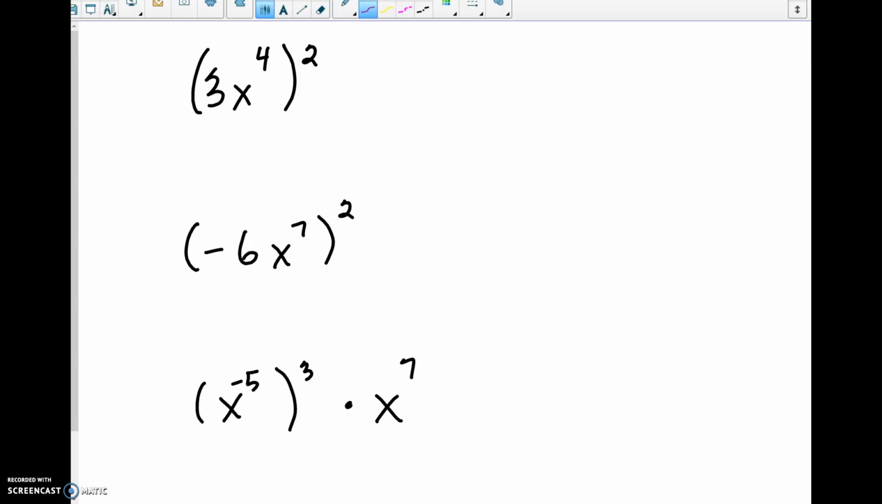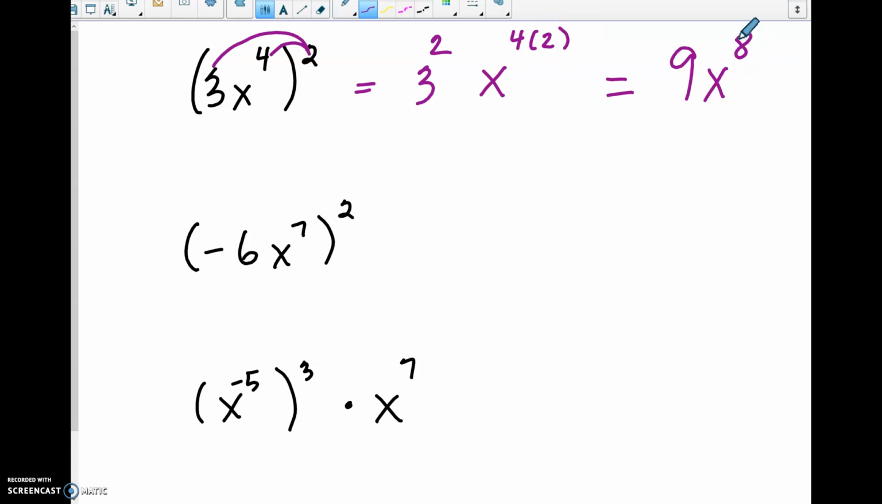Okay, remember we have to bring this exponent into everything. So take the 3 and bring that 2 into the 3. And then you have to also bring it into the x. So remember, when it's a power to a power, we're going to multiply. So now what is 3 squared? 3 squared is 9. And 4 times 2, so we have x to the 8th.